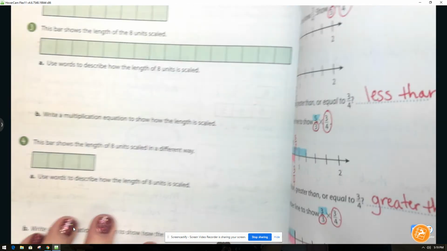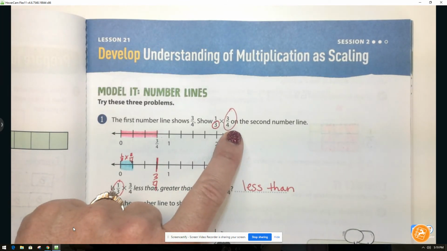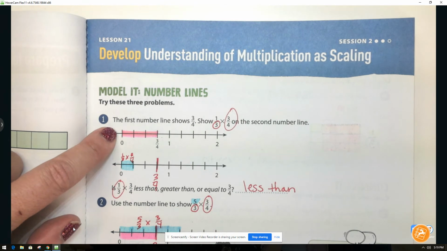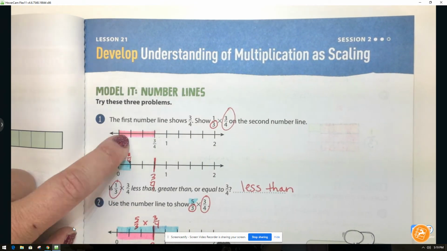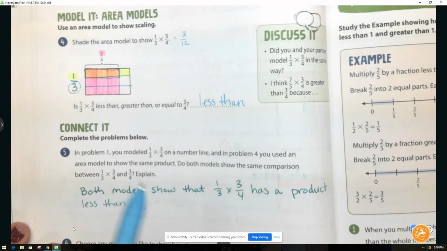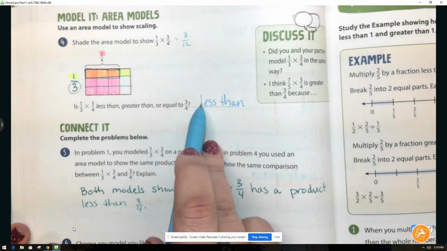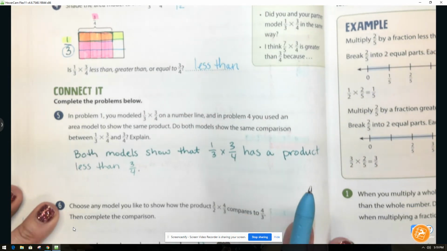If you go back, I don't even know if you realize that, but we multiplied here, what is 1/3 times 3/4? And we could see that when we had 3/4 and multiplied it by 1/3, we got a resulting product that was less than 3/4. When we did the area model, we found out what 1/3 of 3/4 was, and we got a resulting product that is less than 3/4.